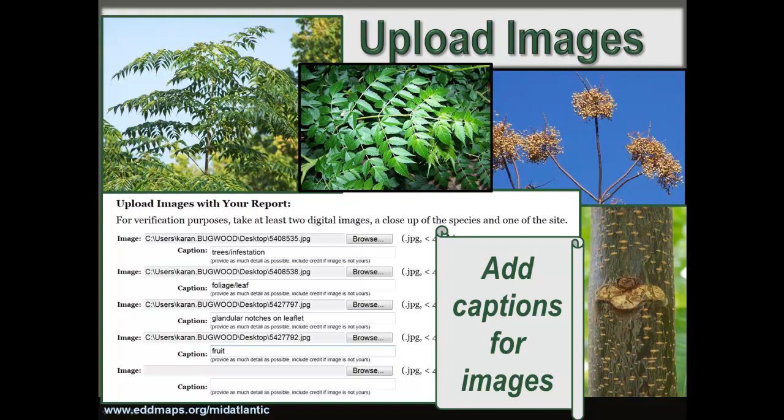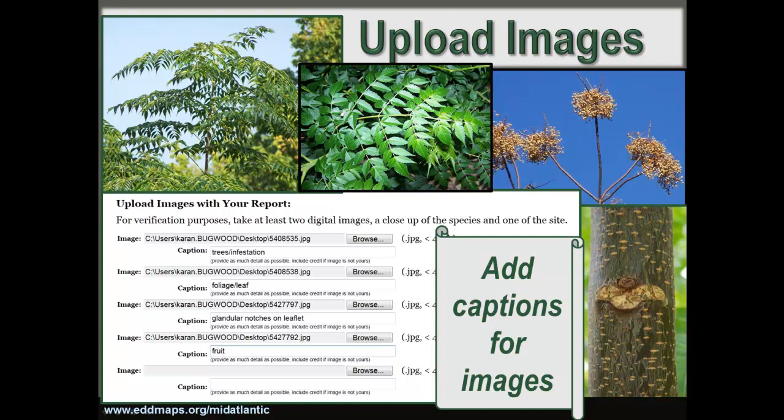One image of the site, one image of the whole plant, and 2 or 3 close-up images of identifying characteristics is ideal. Identifying characteristics include the flower, the foliage, leaf attachment, the bark, stem, fruit, or seeds. It is best to take several images for each category, then choose the best to upload for verification purposes.